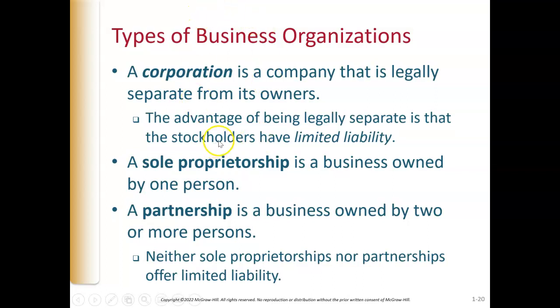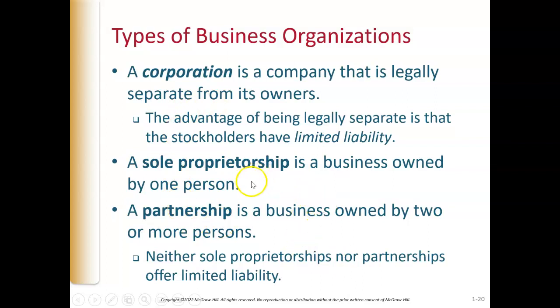There are different types of business organizations, meaning a business can be organized under various means. A corporation is a company that is legally separate from its owners. What that means is it is technically a separate individual entity from the owners of the company. The advantage of being legally separate is that the stockholders have what's called limited liability. What that means is they can't be sued or the most that they can lose is the amount of stock they have invested in the company.